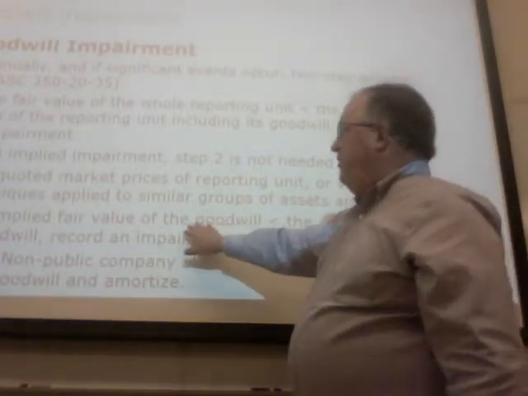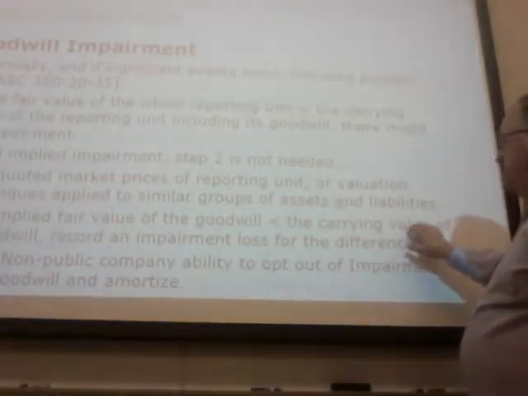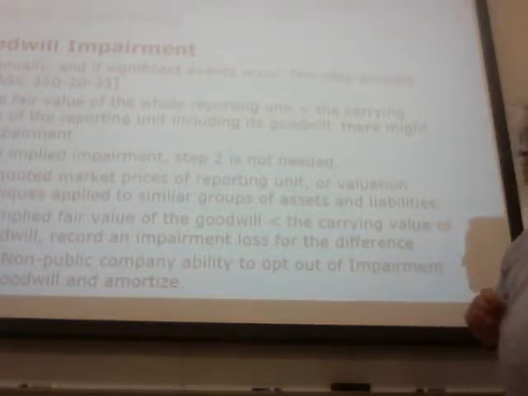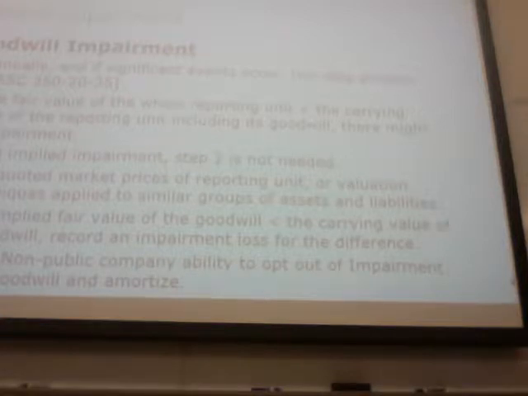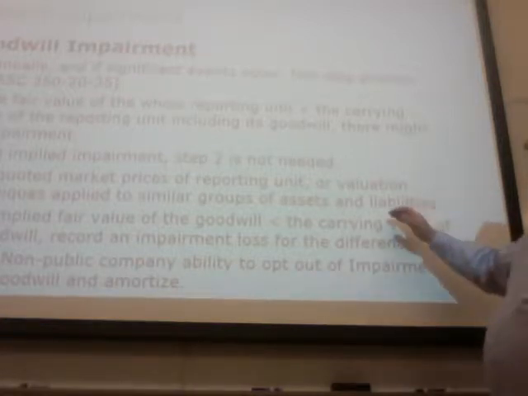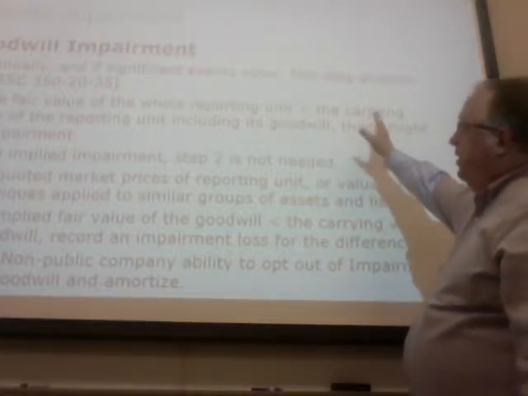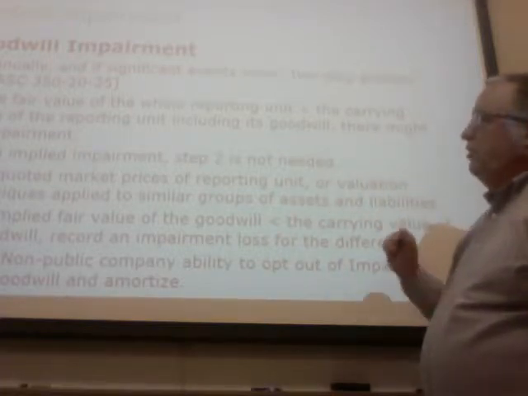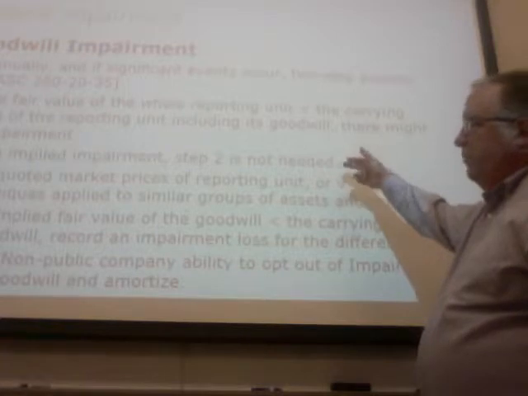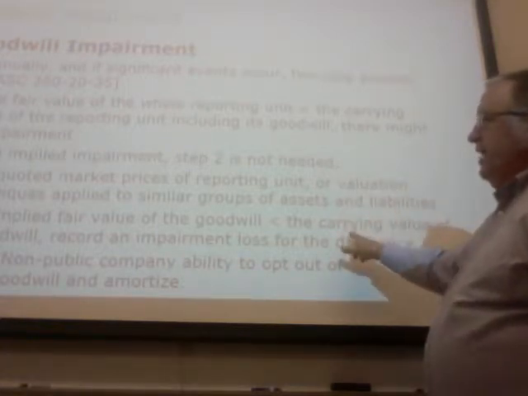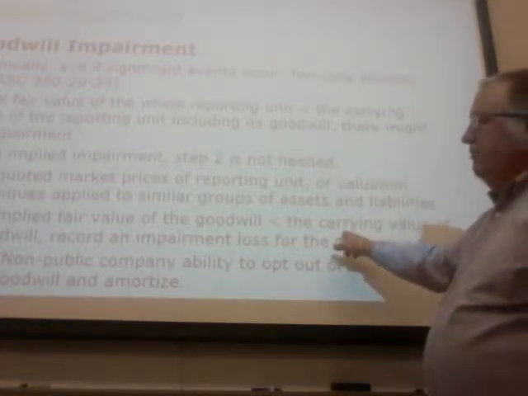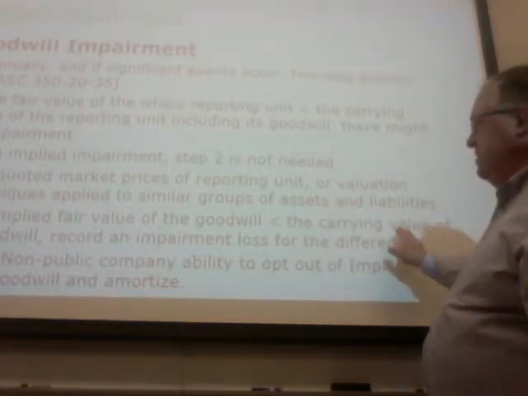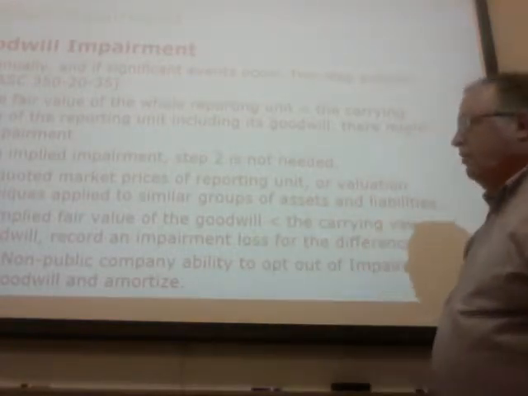If the implied fair value of the goodwill is less than the carrying value of the goodwill, we'll record an impairment loss for the difference. So that's what's going to happen: when the fair value of the reporting unit appears to be less than what the carrying value is on our books, there might be an impairment. We'll go through that process. And if it really appears that the implied fair value of goodwill after we've done our analysis and our evaluation is less than the carrying value, we're going to record the impairment loss.